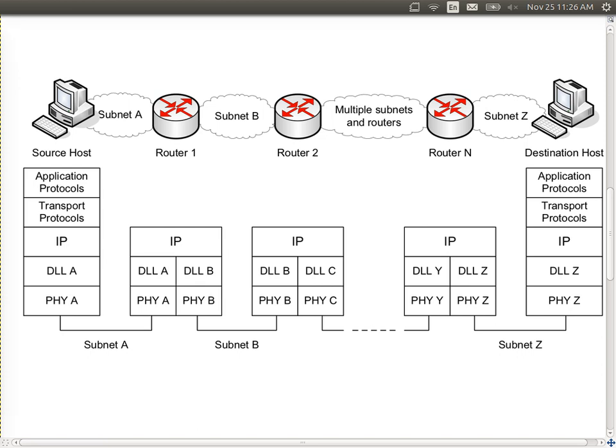So in this picture, I say that both router 1, we only have three lectures left this semester, so you only need to survive for about 3 or 4 more hours. Any questions on IP so far?